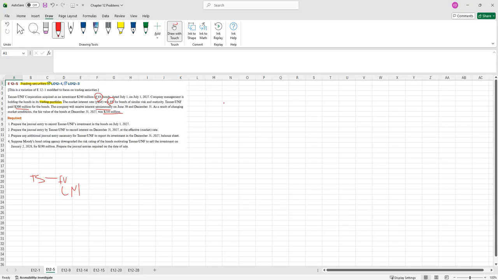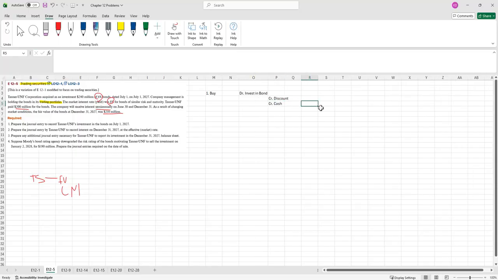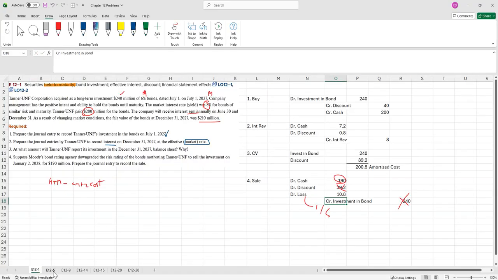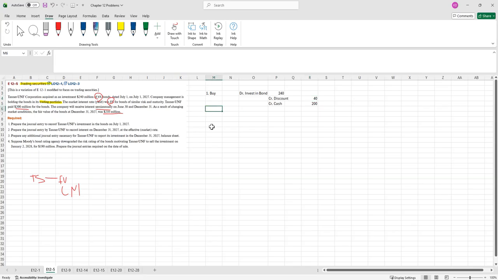So they have, again, 4 journal entries. The first one is whenever you buy the bond, can you please do the journal entry. So it will be debit investment in bond. It will be credit discount, credit cash. So in this situation, it looks like we paid 200 in cash. The face value of the bond is 240. The discount is 40. Very similar, the same as last time, okay? So it's the same journal entry for that.